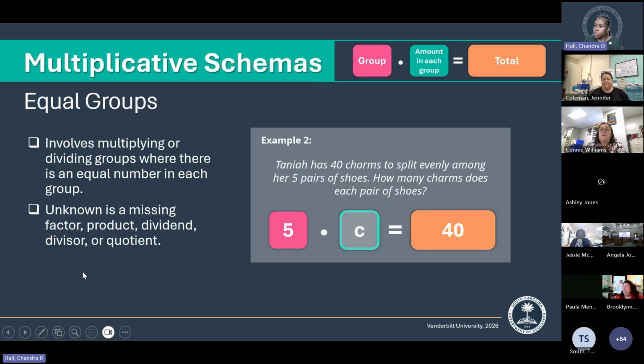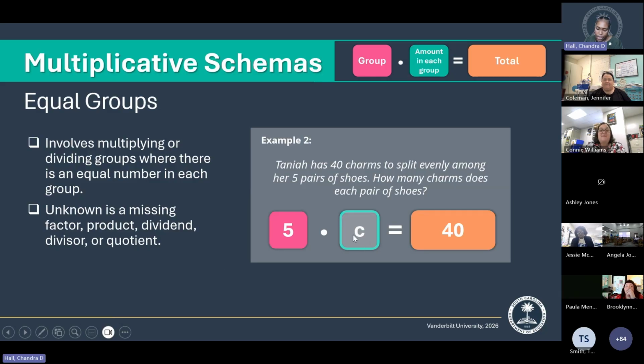All right, example 2. Tanaya has 40 charms to split evenly among her 5 pairs of shoes. How many charms does each pair of shoes get? So what are we solving for here? All right, I see missing factor in the chat. Thank you. Y'all are quick in the chat. I appreciate it. All right.